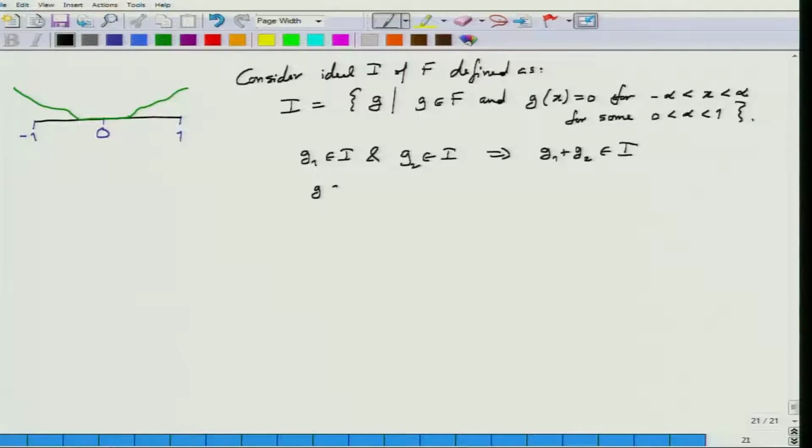Now G in I and G prime in F implies G prime G is in I. Because if there is an interval on which G is 0, then G times G prime is also 0 on that interval. It may be 0 on a larger interval, but certainly 0 on that interval. So I is an ideal, certainly.